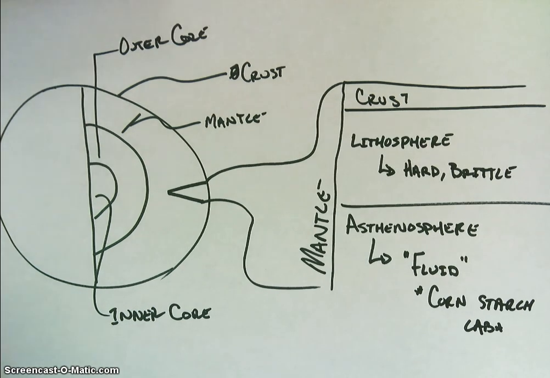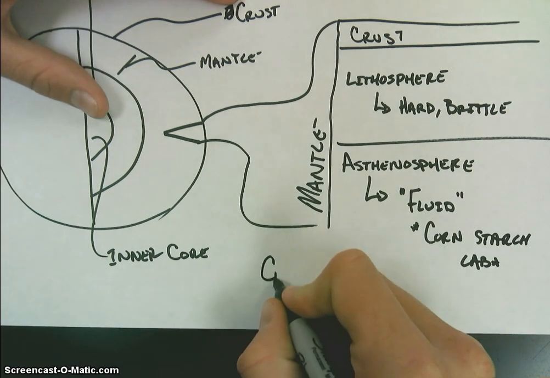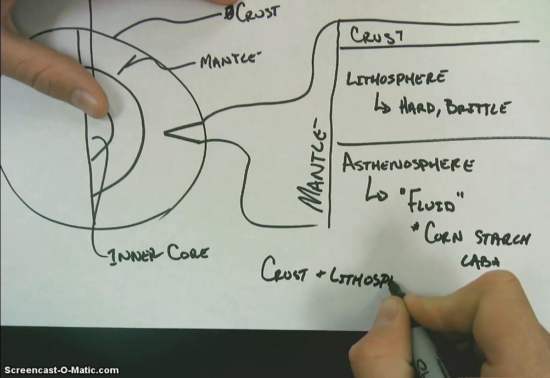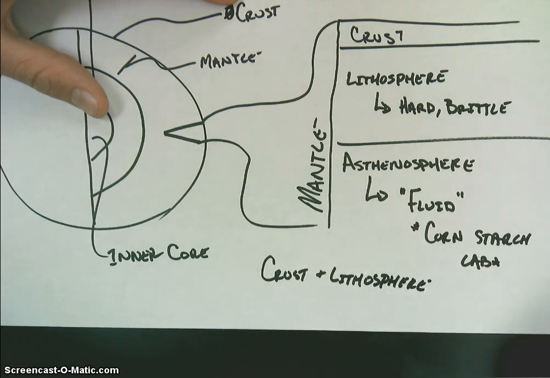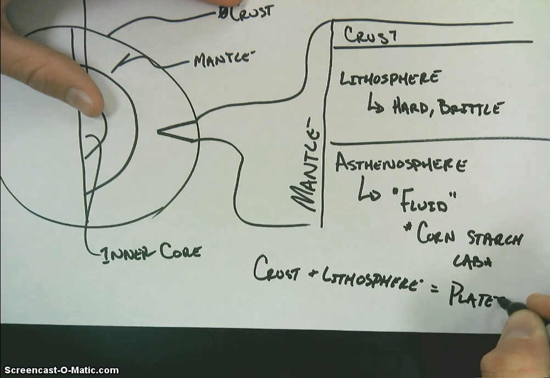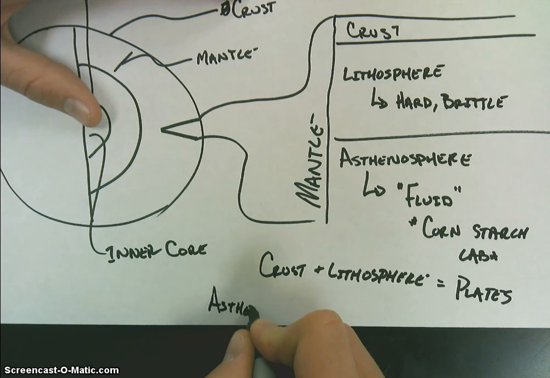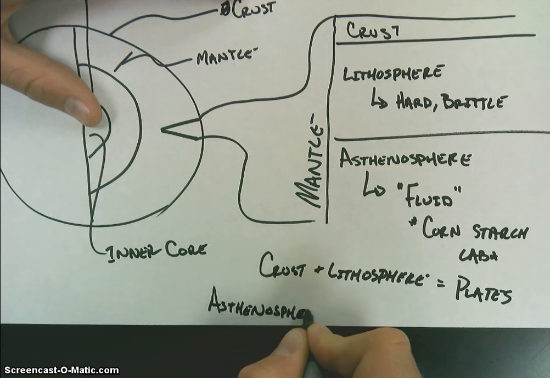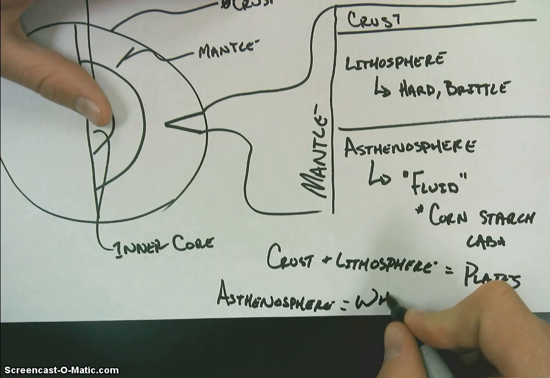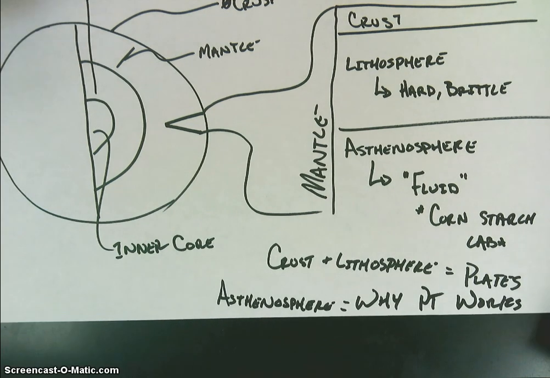Now, outside of that, the only other thing that I want you guys to know about, okay, is that the crust plus our lithosphere. Okay, if you take those two layers and you add them together, that's what makes up our plates. Okay. The asthenosphere, however, is the source for plate tectonics. Okay. So that's why plate tectonics works.